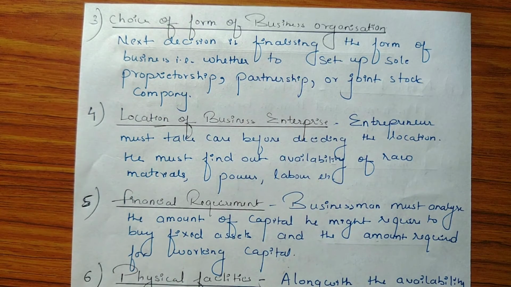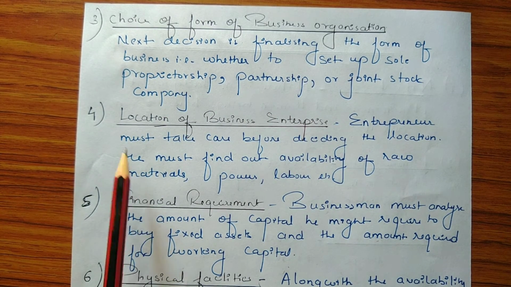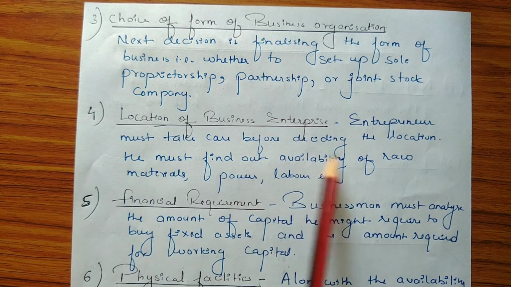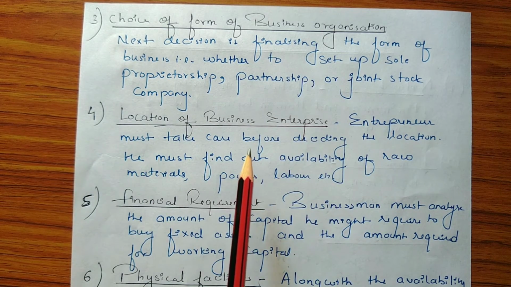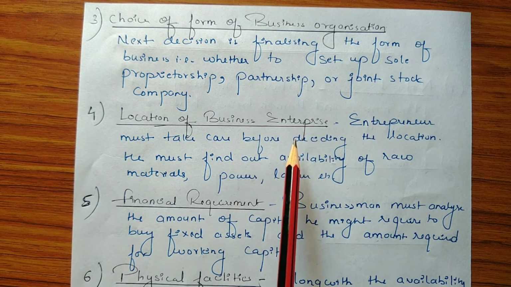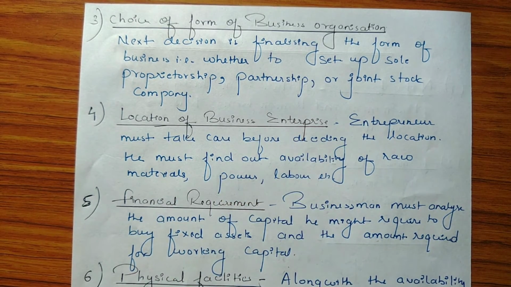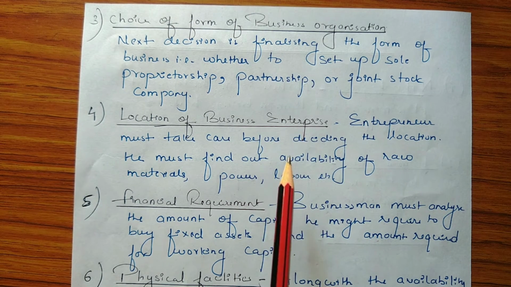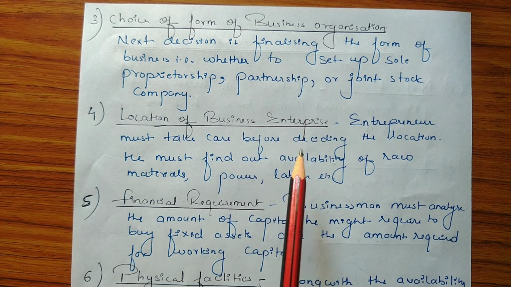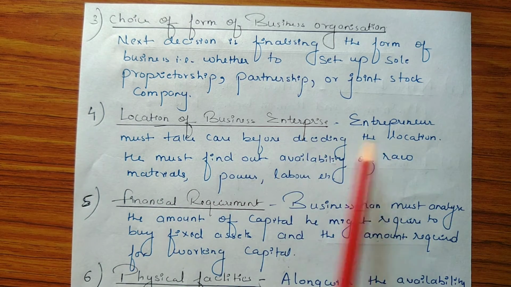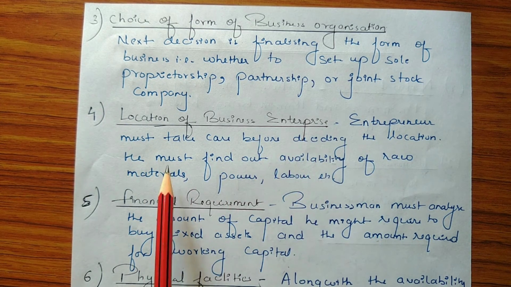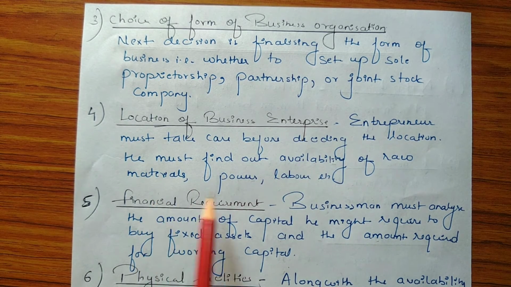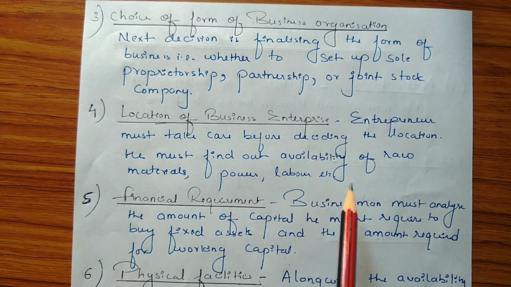company form of business. Next factor is location of business enterprise. This factor is considered an important factor before starting the business, as it will decide the location of the business, and any mistake in this regard can result in high cost of production. So the entrepreneur must take care before deciding the location. He must find out availability of raw materials, power, labor, etc.